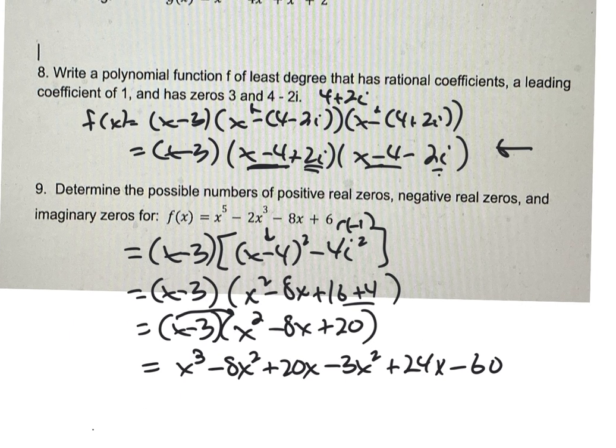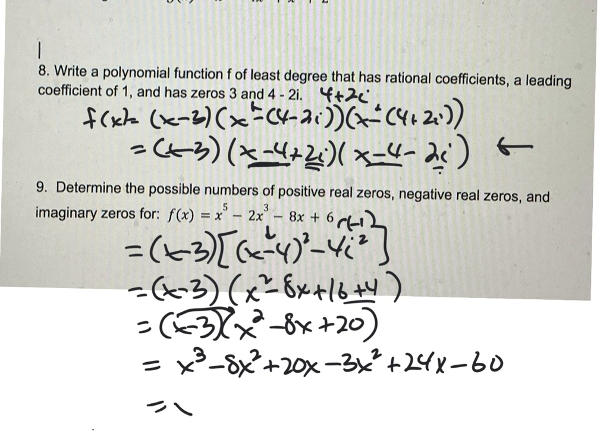And I'm going to see what I got left. We'll see what I can add together. So I got x cubed. I can add those two. That's a negative 11x squared. I can add the x's, which is 44x.